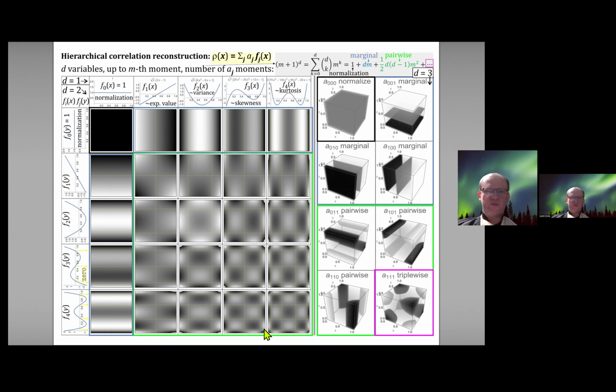Yes, indeed the mutual information estimation is the sum of squares of these coefficients. So, a very, very simple formula. Here it is for two variables.